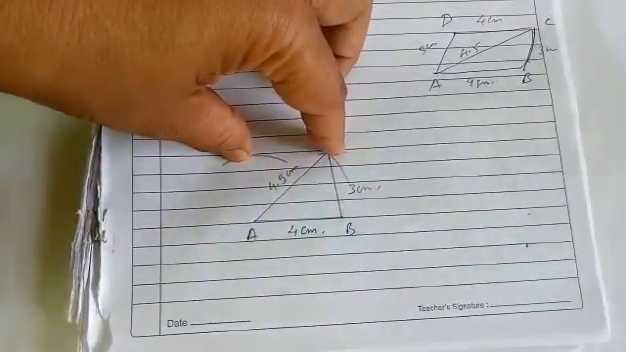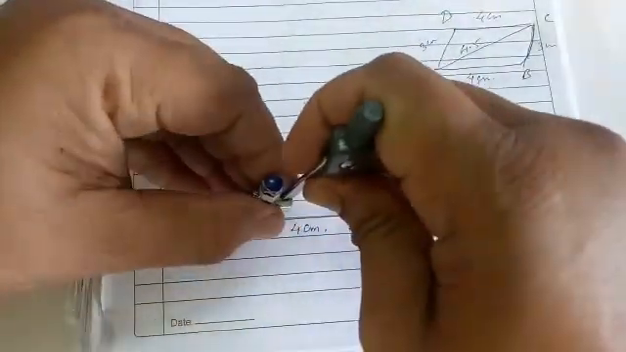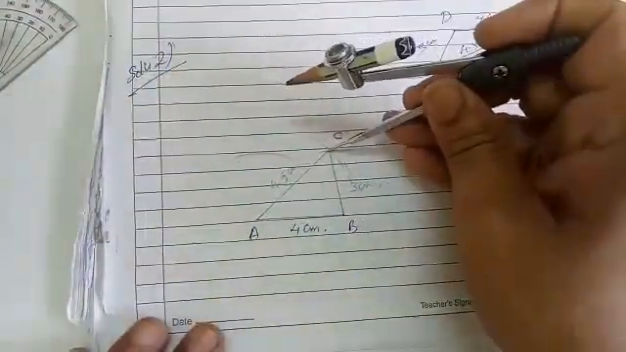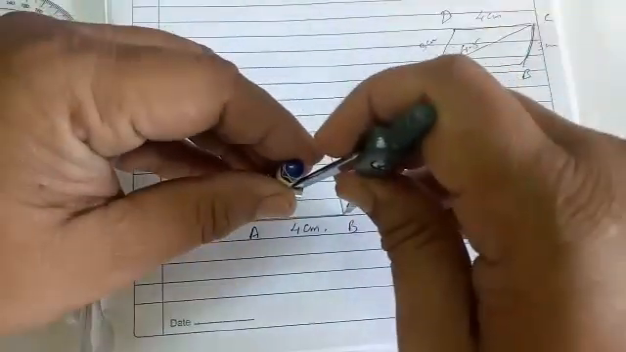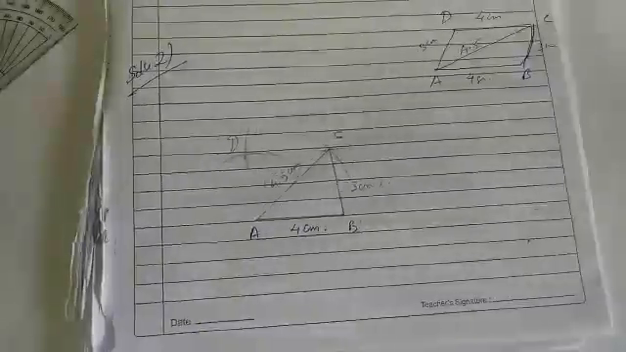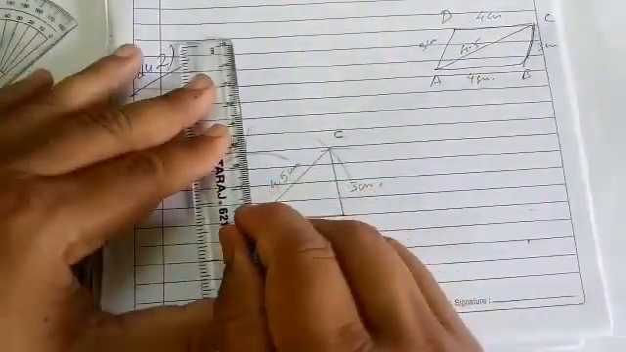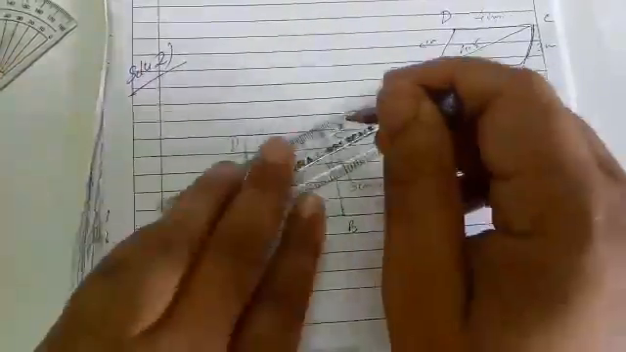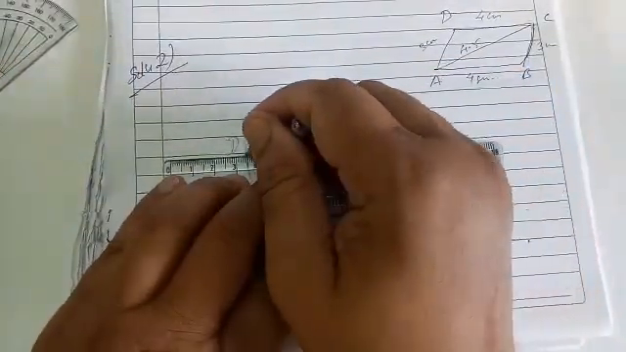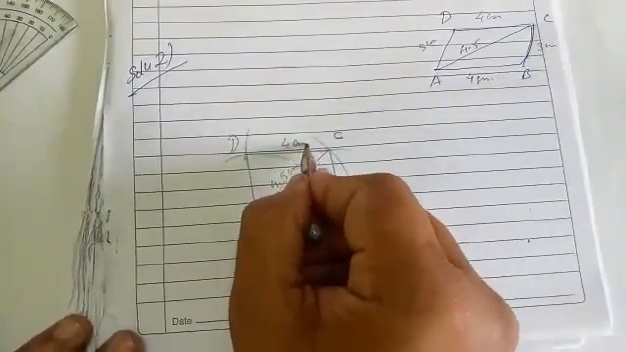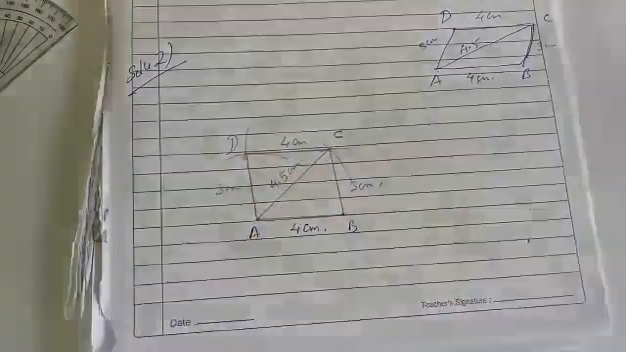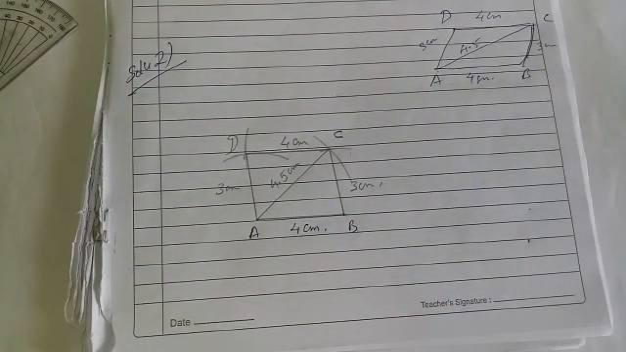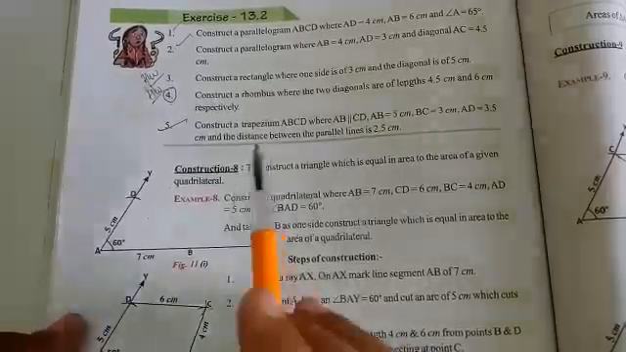AB's opposite side is CD. Take an arc of 4 cm from point C and cut an arc. Name it D. Join AD and CD. And write over here 4 centimeter, 3 centimeter. Thus, a parallelogram ABCD is obtained. Is it clear? Question number 5 we will see.